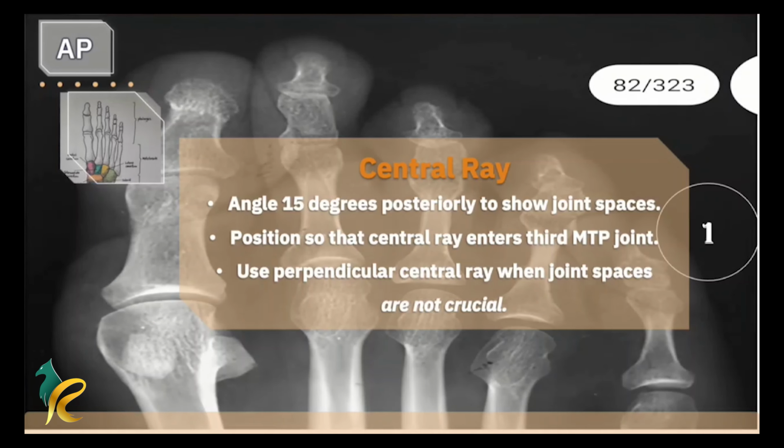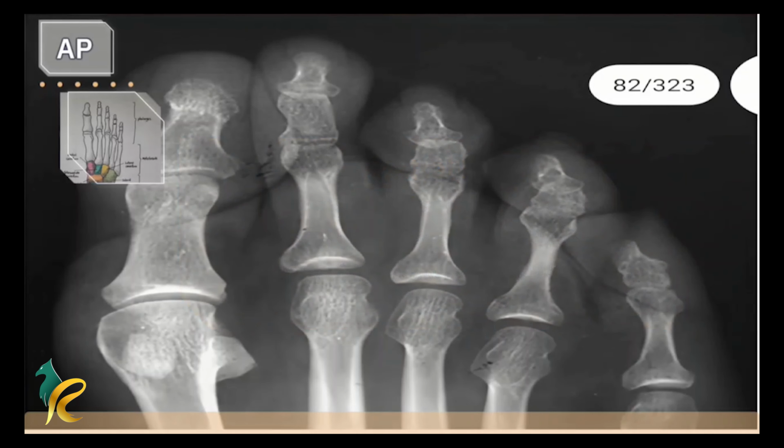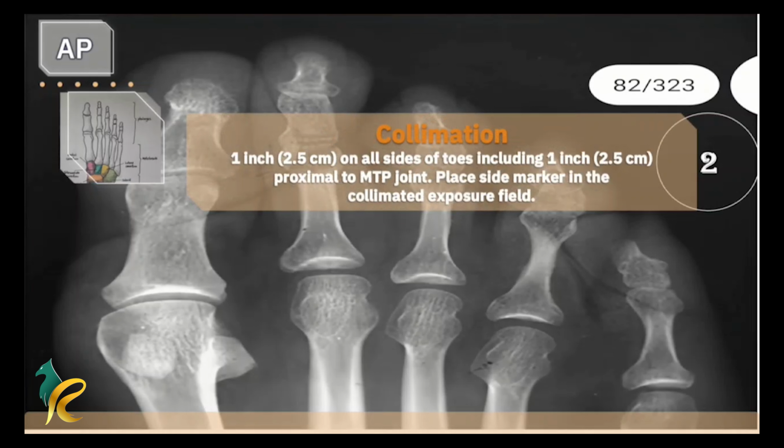We must position it so the central ray enters the third MTP joint, and we have to use the perpendicular central ray when the joint spaces are not crucial. Our collimator is the same as any other techniques that we use for the imaging of the fingers: 1 inch or 2.5 centimeters on all sides of the toe, including 1 inch or 2.5 centimeters proximal to the MTP joint.